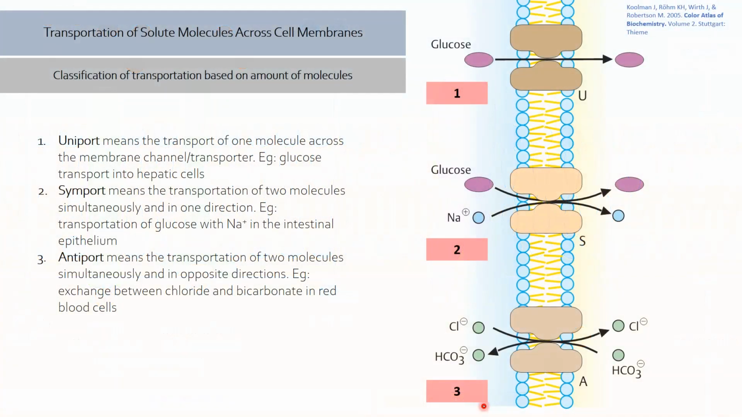Alright, so now, moving on to another classification of transportation based on the number of molecules. I think we'll just skim this one. Basically, if you're transporting only one molecule at a time, like this glucose going into the next space, then we call this a uniport. Meanwhile, if you're transporting two molecules at the same time in the same direction, then you would call that a symport. And if you're transporting two molecules at the same time in opposite directions, as you can see in number 3, then we would call that an antiport. So this is just based on the number of molecules that are transported at a time.